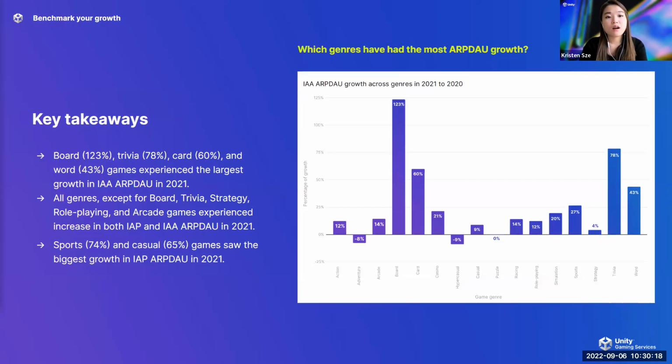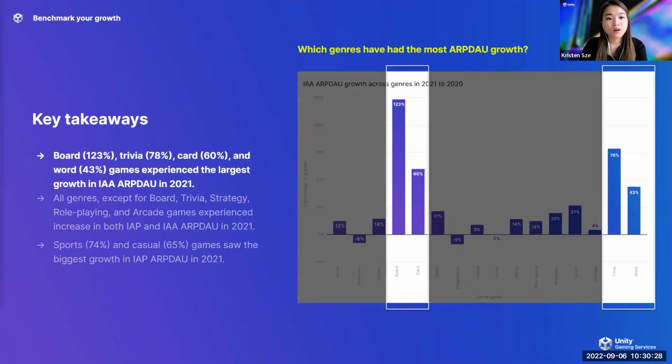In terms of ad opt-out, except for hyper-casual, puzzle, and adventure games, other genres actually experience year-over-year increase. Board, trivia, card, and word games have been leading the race in their year-over-year ad opt-out growth.